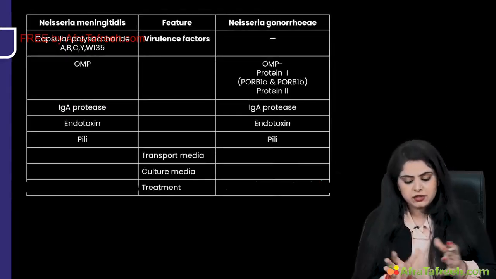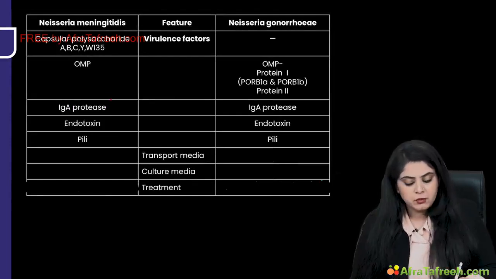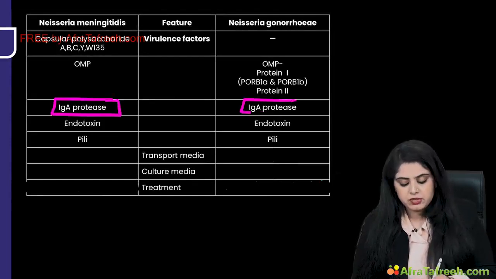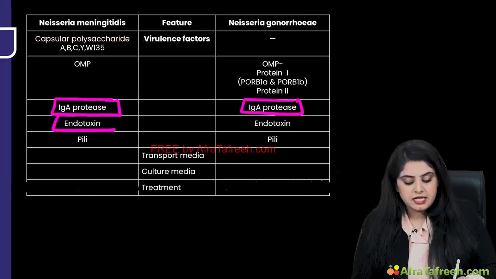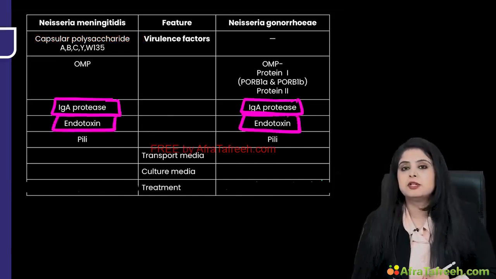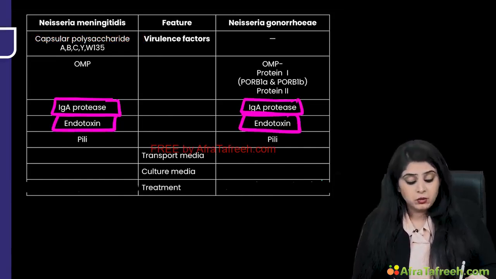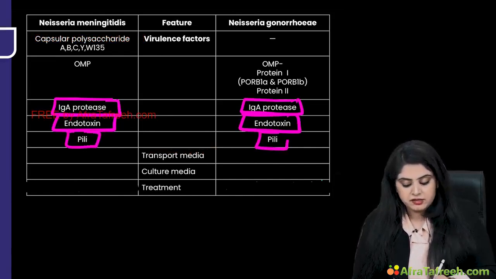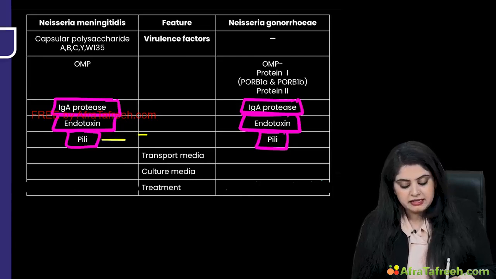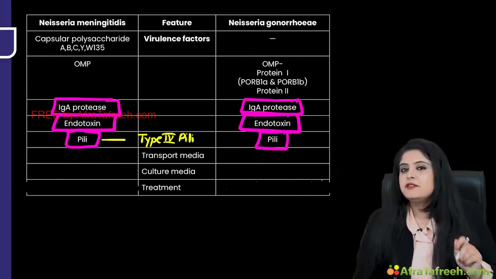So now I realize the virulence factors seem the same, ma'am. Both of them have IgA protease. Both of them have endotoxins in them. Yes, because they are gram-negative. Gram-negative organisms have endotoxins. Both of them have pili. Is there something special about this pili? Yes. This type 4 pili that both of them have, pili is never for movement.